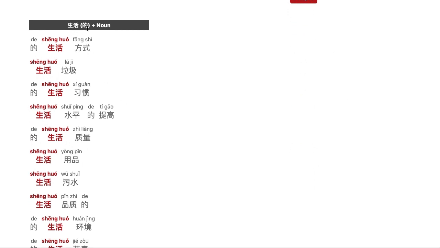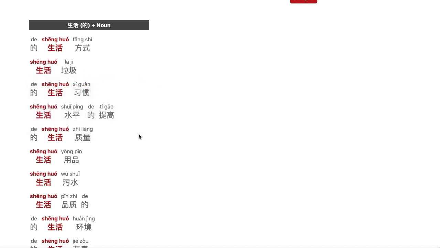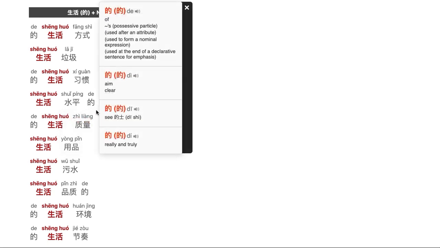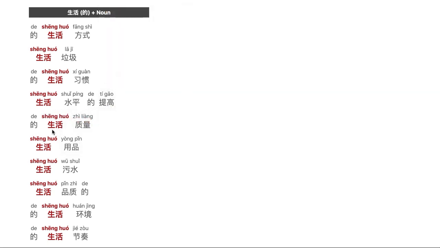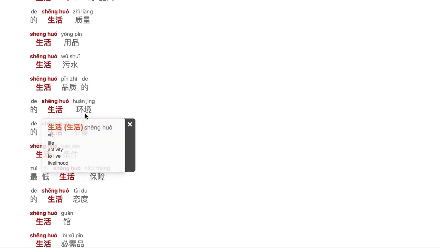Moving on with more collocations with 生活. In this category, the word 的 is optional. So we have things like 生活垃圾, living garbage. They're not alive. It means the garbage that you produce from day to day, right? The garbage that you produce from life. 生活水平的提高, the elevation of one's standard of living. 生活质量, the quality of life, right? So anything to do with your daily life. 生活污水, 污水 means sewage. 生活污水 is the sewage that you get from, you know, residential buildings. 生活环境, living environment, etc.